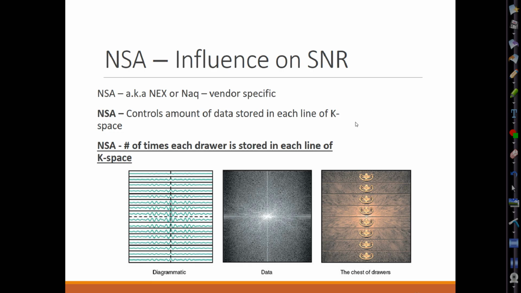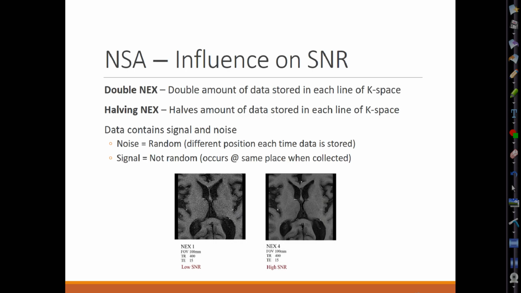It's not direct. This is one of the harder ones to grasp. So we're doubling the amount of data stored in each line of K-space when we double NEX. And then I mentioned here that data contains signal and noise. And our noise is going to be random, meaning it's going to be in a different position each time data is stored. Signal is not random. It's basically going to occur at the same place, which is our readout gradient when it's collected.